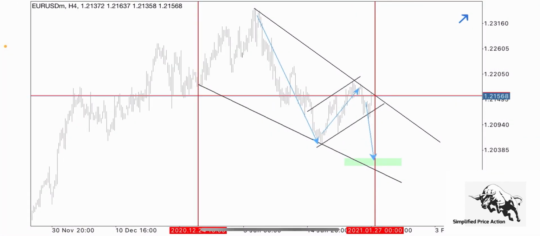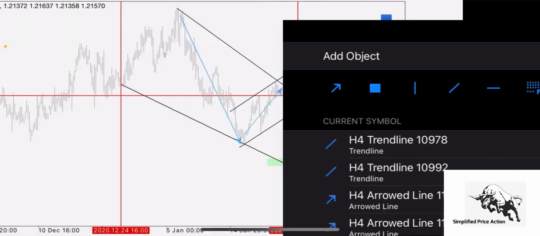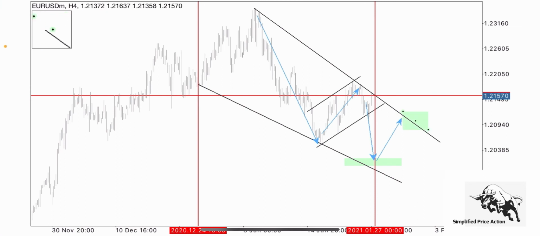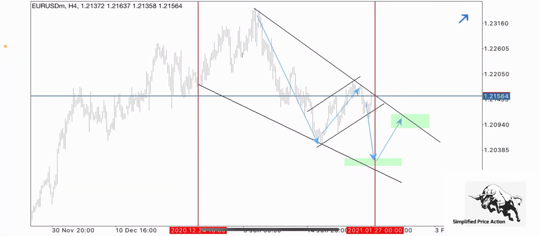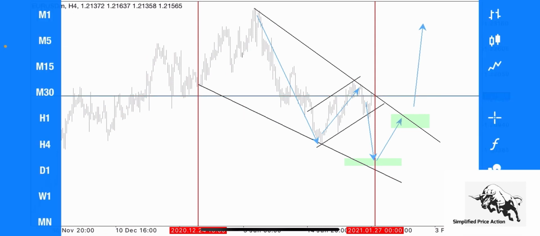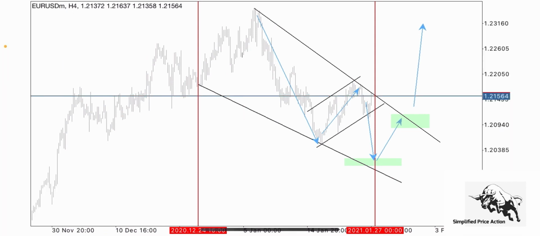So after reaching the green area for sells, we're going to be looking for buys towards the trend line resistance around this area, where we're going to be entering possibly more sells if the market doesn't break above this trend line and continue higher. So basically those are the basics of impulse and correction moves.